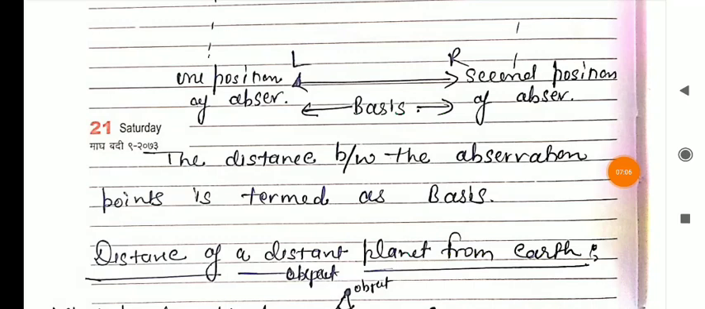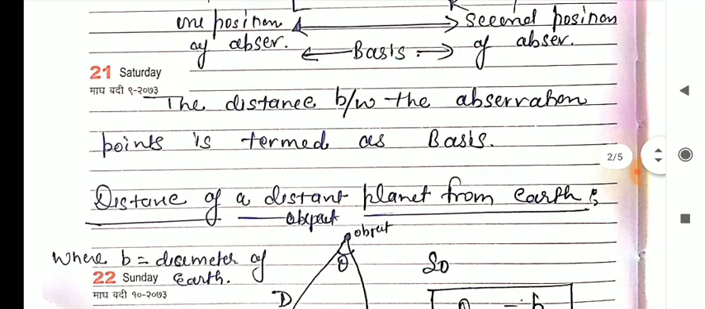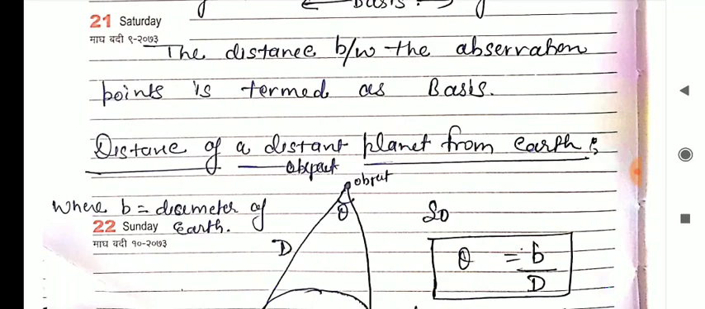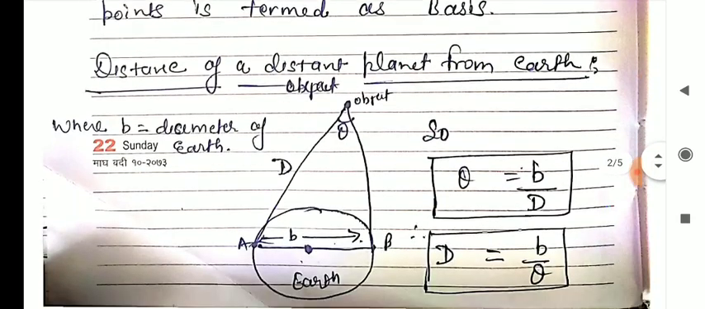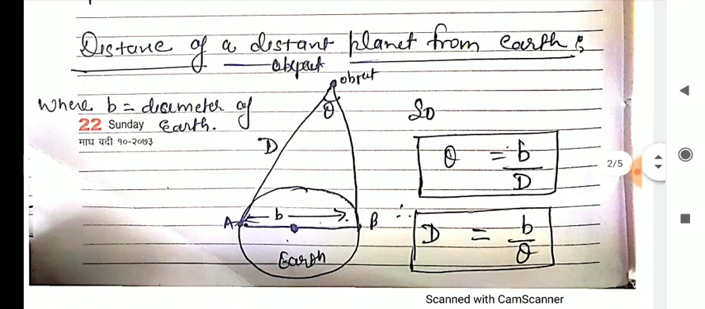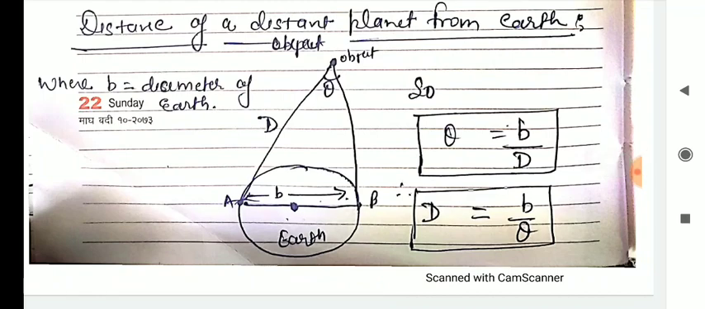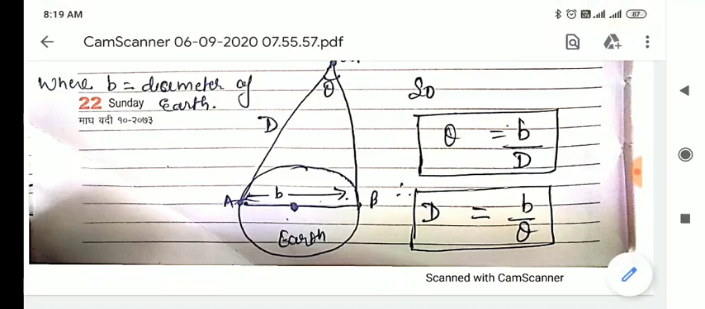So we can say that the distance between the two observation points is termed the basis. Now we understand how we use this method to calculate the distance of the planet from the Earth. Suppose this is the Earth and we have two different observation points, A and B, at the Earth, and we want to see an object which is very far away from the Earth.